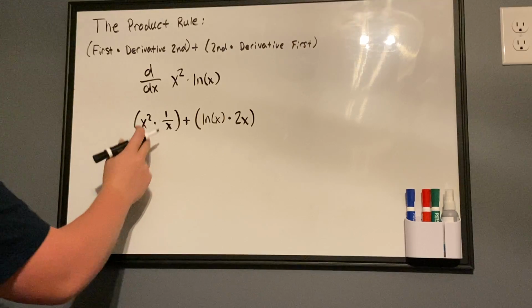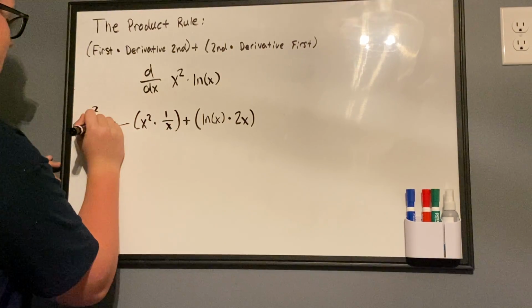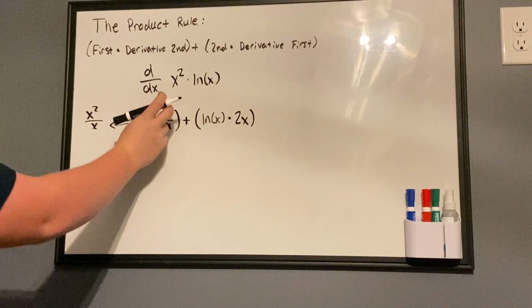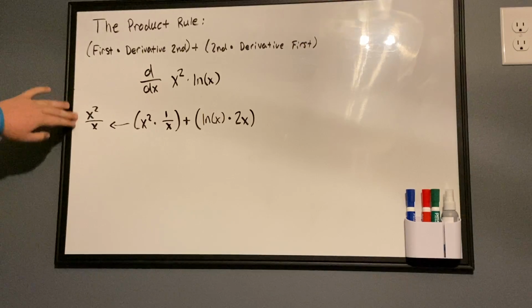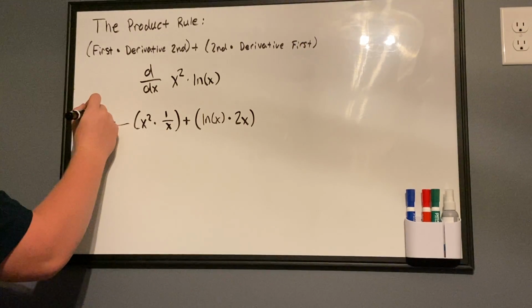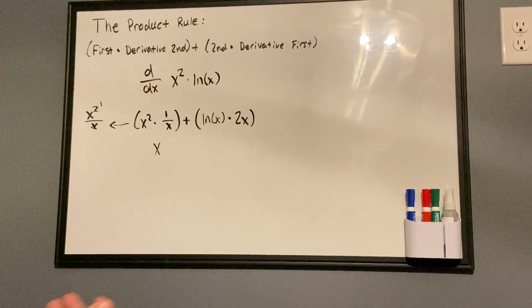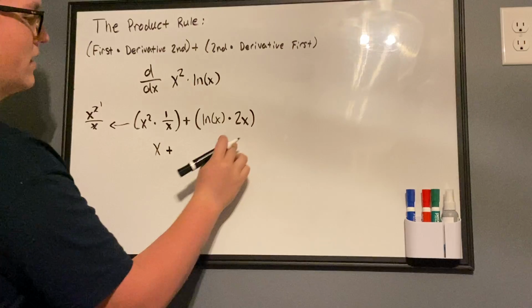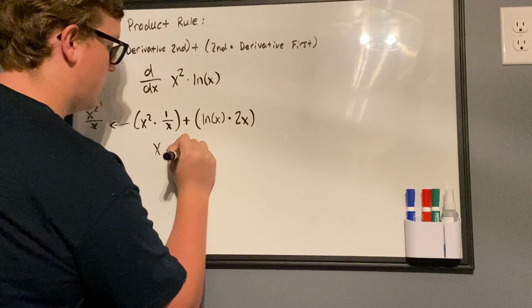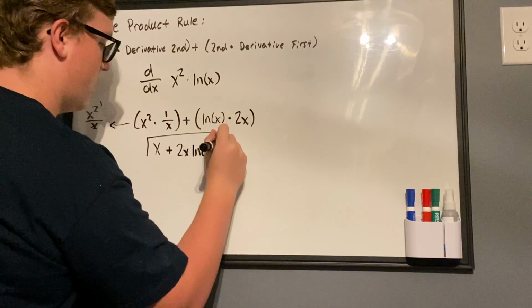So this right here is the same thing as x squared over x. When we multiply the x squared times the 1 over x, those become x squared over x. Now we have an x squared over x. We can cancel an x out, change this into a 1. We're left with just x on this side. x squared divided by x is just going to be x. Now, I'm just going to be nice and bring this 2x out to the front. So x plus 2x ln x, that right there is your derivative.